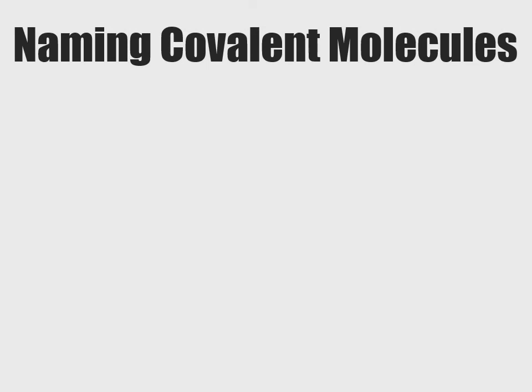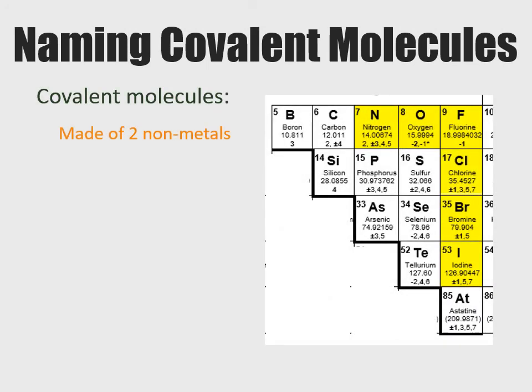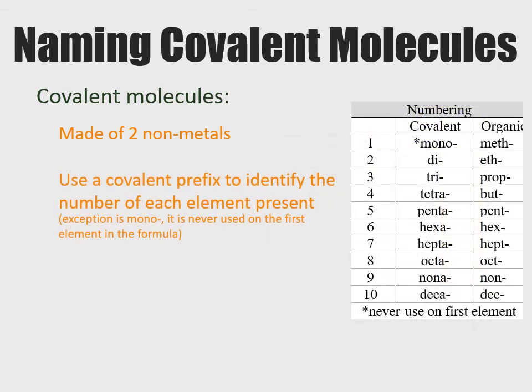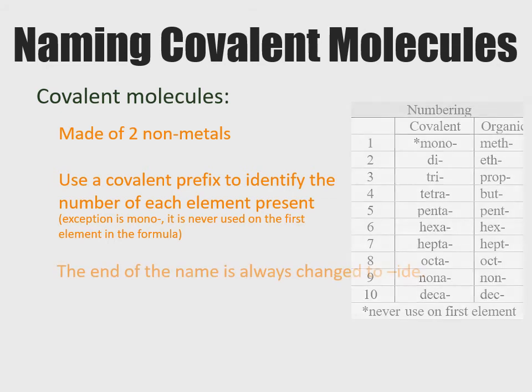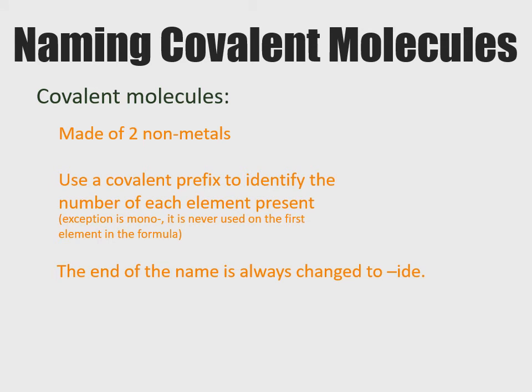Naming covalent molecules. Covalent molecules are made of 2 nonmetals. They use a covalent prefix to identify the number of each element present. Note, there is an exception, mono. It is never used on the first element in the formula. And the end of the covalent molecule name is always changed to "ide."